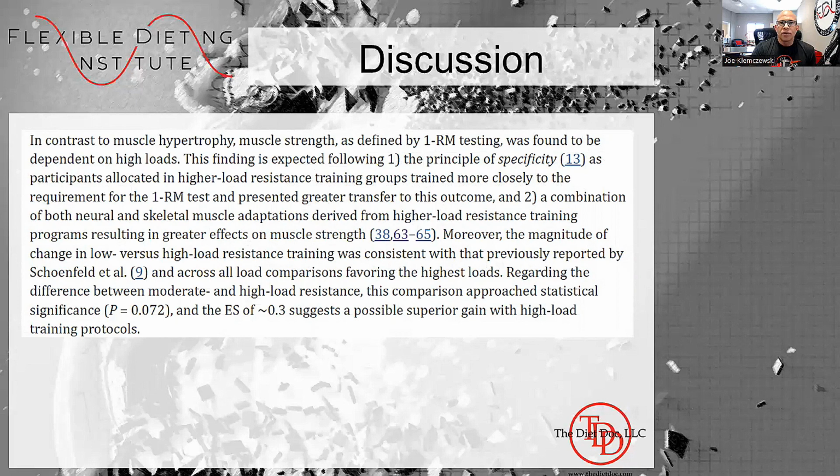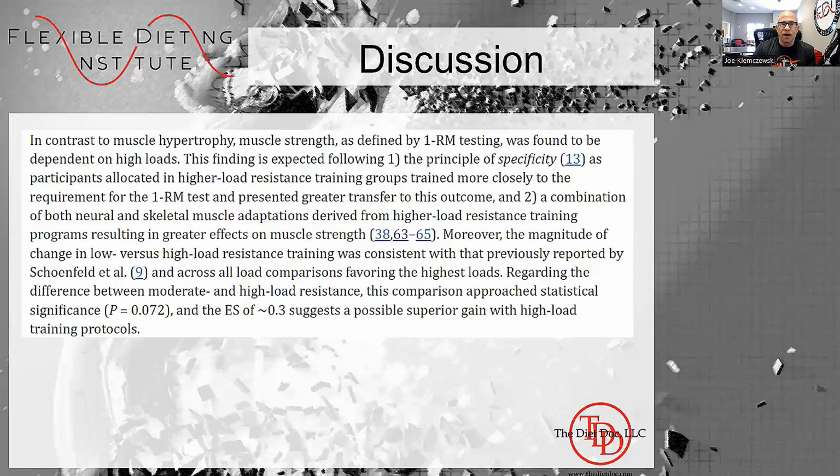In contrast to muscle hypertrophy, muscle strength, as defined by 1-rep max testing, was found to be dependent on high loads. This finding is expected following, number one, the principle of specificity. You're doing the same motion under high load, so you're training your central nervous system to recruit those motor units. But then a combination of both neural and skeletal muscle adaptations derived from higher load resistance training, what I just said, I guess. Moreover, the magnitude of change in low versus high load resistance, so now backing off, was consistent with what was previously reported by Schoenfeld et al. And across all load comparisons for the highest loads.